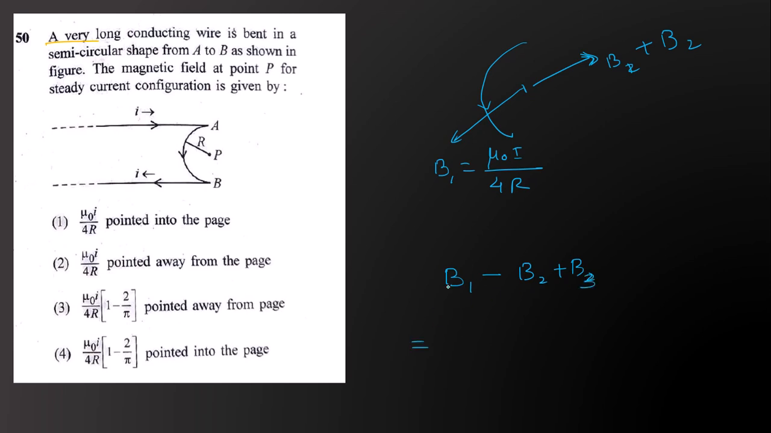Now this will be equal to mu I divided by 4r, and since both will be equal, this will be equal to mu I divided by 4 pi multiplied by r, into 2. So this will be equal to mu I divided by 2 pi r. So when I take common, I can see that this pi term will be at the last, and it is coming out of the board, so the answer will be this one.